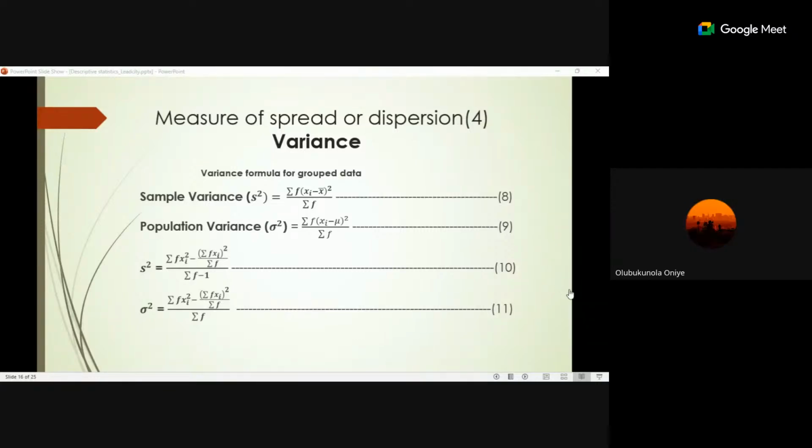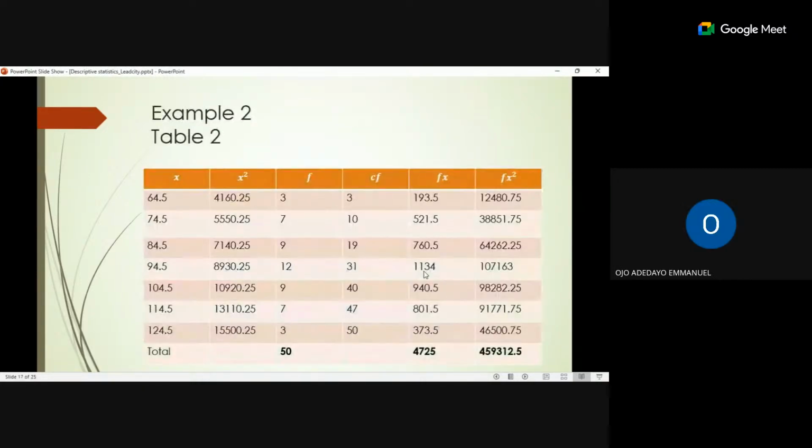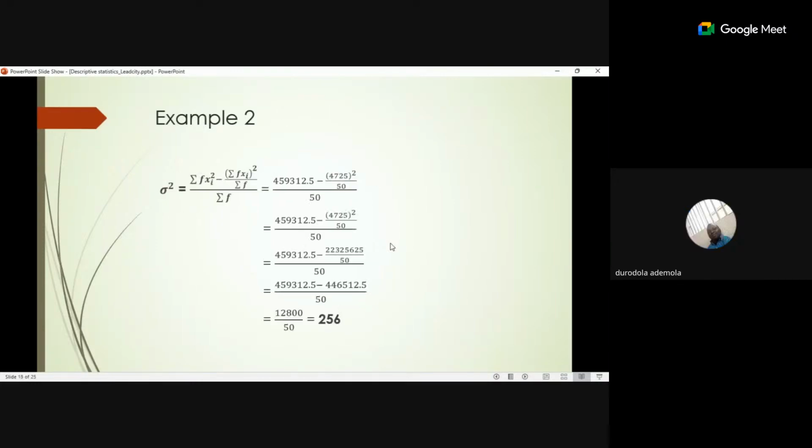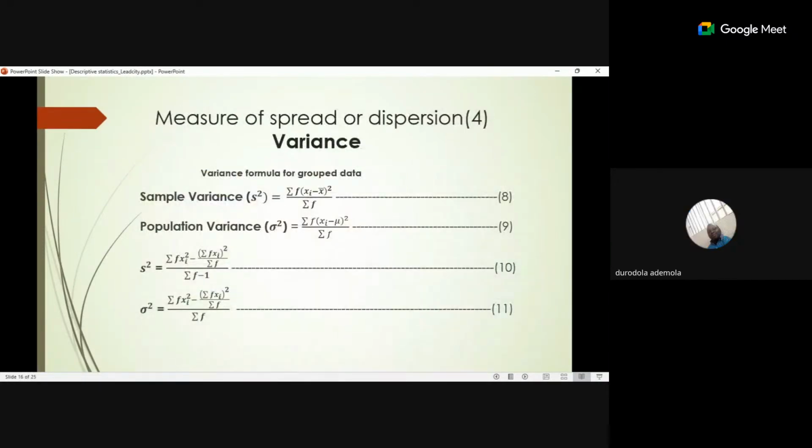Then I want to ask, if we decide to apply equation 10 or 11, are we still going to draw that table of xi minus x bar or xi minus mu? You have to draw it. Look at my own. Did you see the way I drew my table? Can you see? Okay. So you do that.